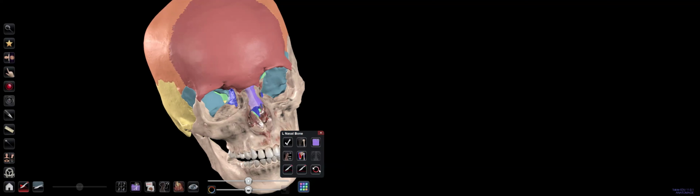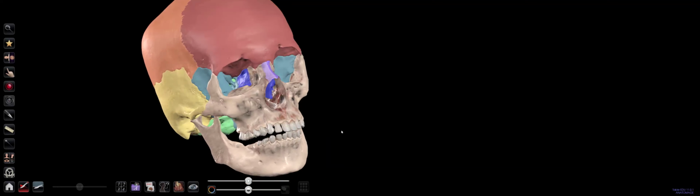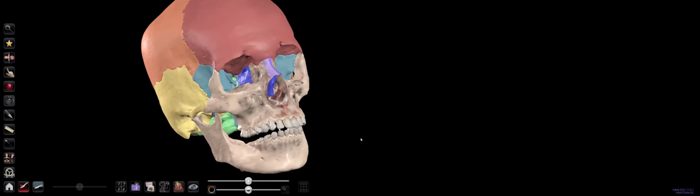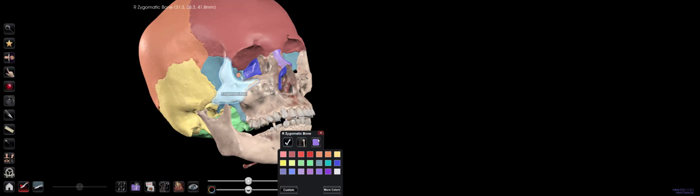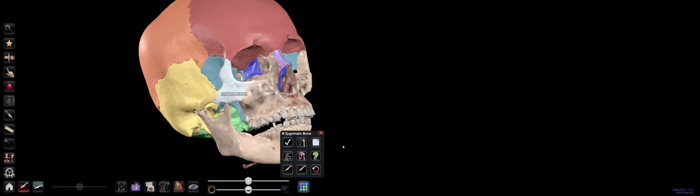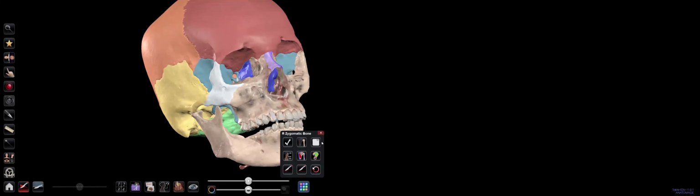And we can just make that the same. Well, it's a little bit different color purple there, but those are the nasal bones. The zygomatic bone. So there's the right one. There's of course a left one too. But let's go with kind of the gray color or the white color there. So there's the zygomatic bone, or the cheekbone.